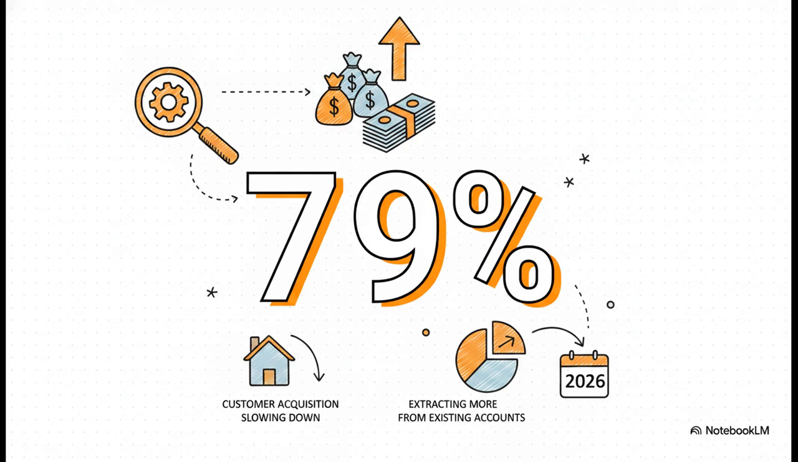Why is that happening? Well, customer acquisition has slowed down across enterprise SaaS, so vendors are optimizing for account expansion. Their whole 2026 revenue plan basically depends on extracting more money from existing accounts rather than winning new ones.